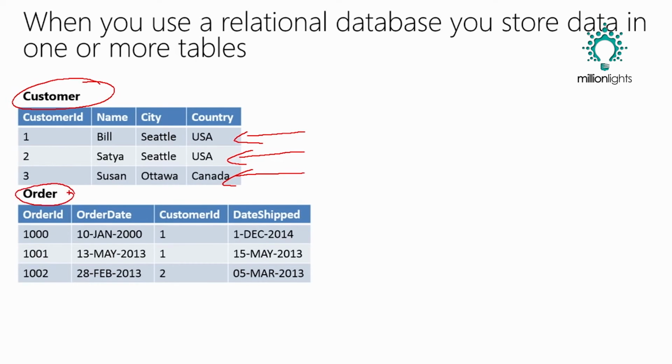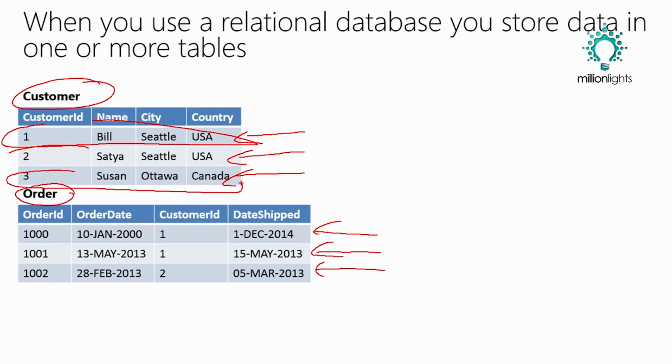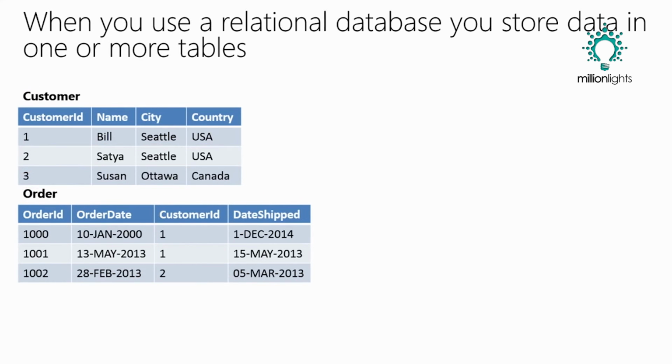And then I've got another table here called order, and it's got 3 different records stored in it. You can also see that within here I've got different columns. So I have records or rows, one row for Bill, one row for Satya, one row for Susan. But you can also see I have columns. So I have a customer ID column, a date shipped column, an order date column. That information basically determines what type of information I can store.